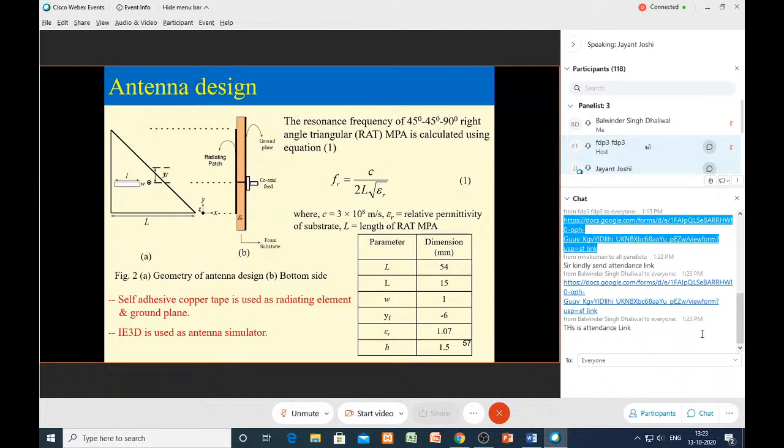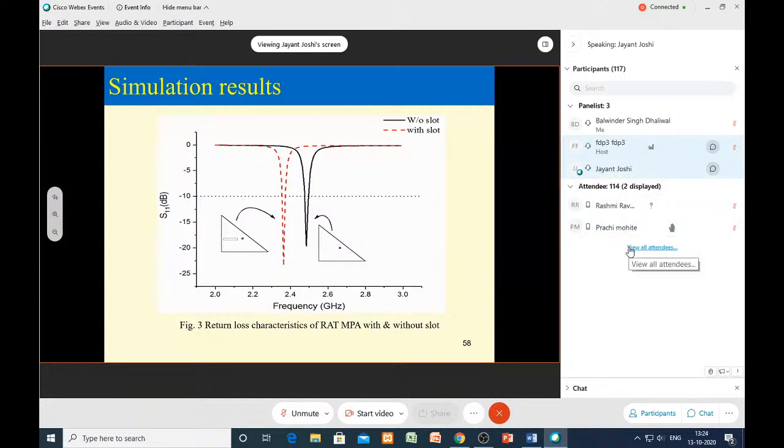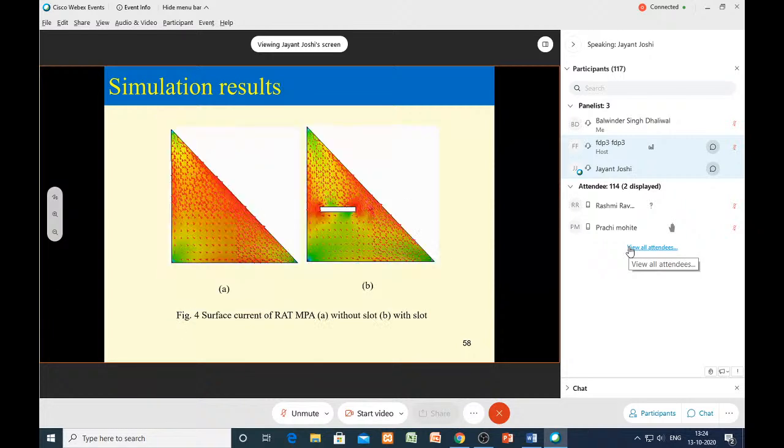This is the geometry of the antenna, with equations, and parametric analysis with slot and without slot. Always think and always compare your antenna results with other results, or vary your geometry parameters, whichever is possible. That care has to be taken. Then this is the current distribution. While making the slot, you will see the current flows in a circular manner. In the first case it is not following the proper pattern, but in the second case, with slot, it is following the proper pattern.